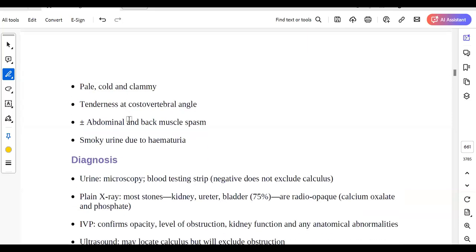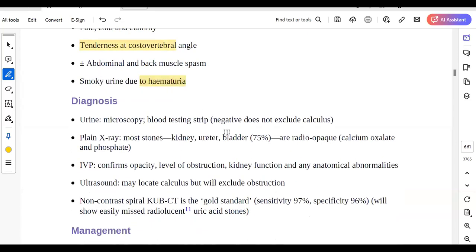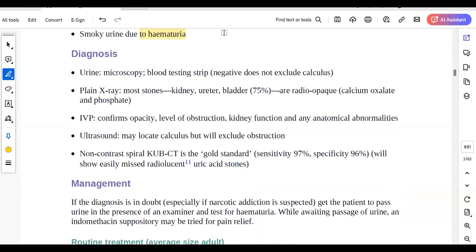When you examine, patient might be restless due to pain. You can also get costovertebral angle tenderness and sometimes hematuria. Now, the investigation is the one that comes in exam. Very, very important. Now, if you have got a patient who has got features of ureteric stone or kidney stone, you don't wait for any other investigation. You don't go for urinary microscopy culture. You don't do X-ray. You immediately send the patient for a CT KUB, which is just a non-contrast. A spiral CT KUB is the gold standard.